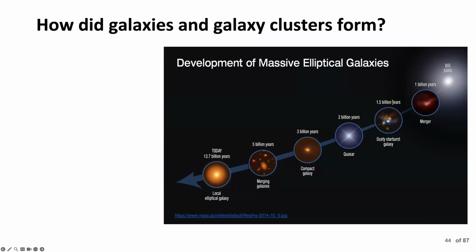Here's a model of the evolution of galaxies from the Big Bang. Clouds of gas and dust collecting to form stars, and then the stars getting bound together gravitationally to form a galaxy. And in virtually every case, the galaxy has a supermassive black hole in its center. We'll get into more details about that.